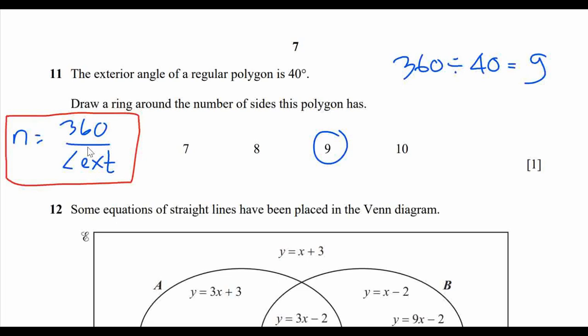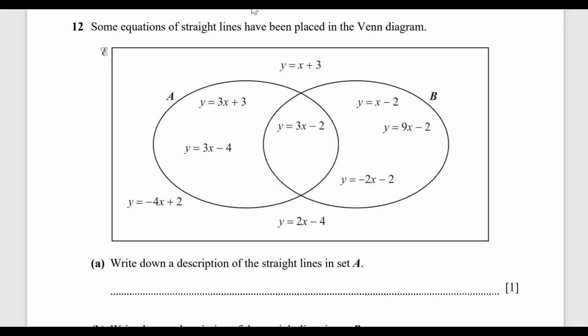Alright? Next. Question 12 says some equations of straight lines have been placed in Venn diagram A and B, and this is the universal set. Write down a description of the straight lines in set A. 10 seconds from now. 10, 9, 8, 7, 6, 5, 4, 3, 2, 1, 0. Alright, if you need some more time, pause this video. We're going to reveal the answer now.